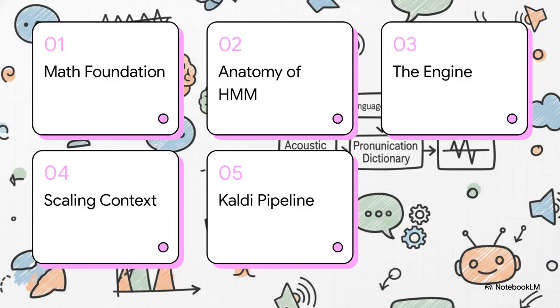Here is our roadmap for today. We'll kick things off with a math foundation, break apart the anatomy of an HMM, explore its GMM engine, figure out how to scale up our context, and finally, put the whole shebang together in the Kaldi pipeline.